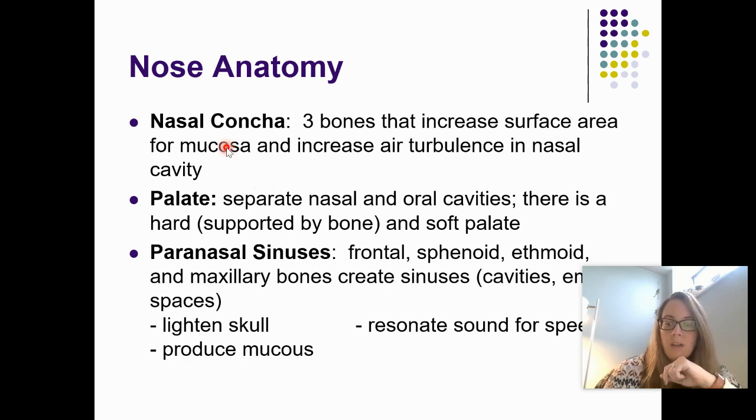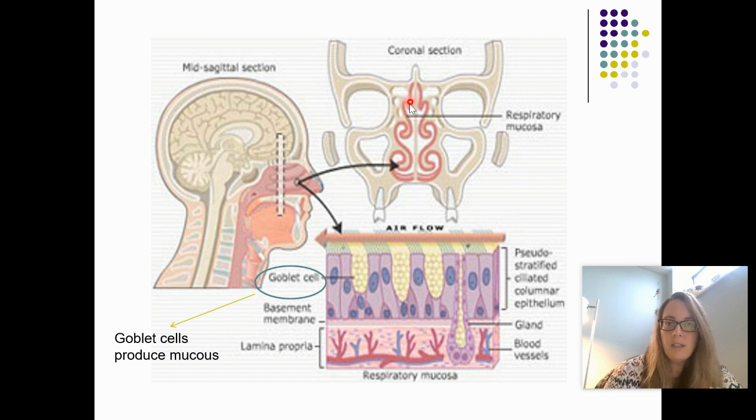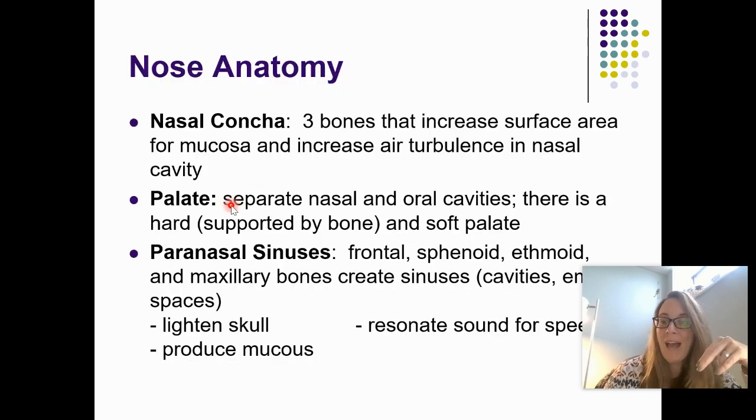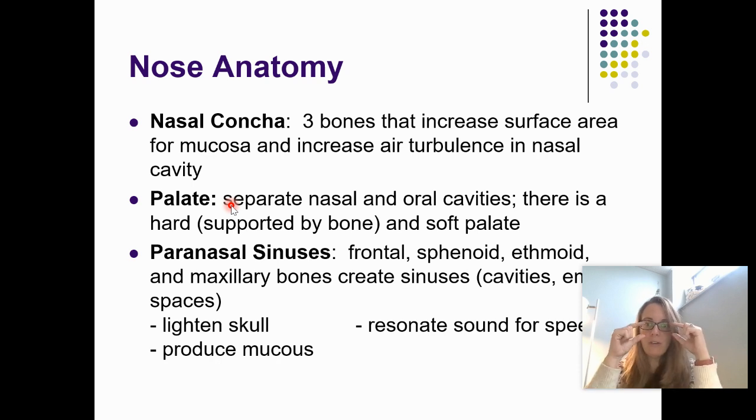So the nasal concha, as I just mentioned, if I go back for a second, here are the concha, these bones here in white. So we've got a superior, middle, and inferior nasal concha. You have the palate. You might have heard of your palate before. So your palate is the roof of your mouth, and it's separating your nasal cavity from your oral cavity. The anterior portion of your palate is going to be reinforced by bone, and then the posterior portion of your palate is going to be soft connective tissue.